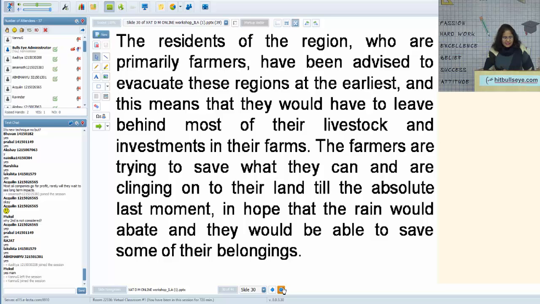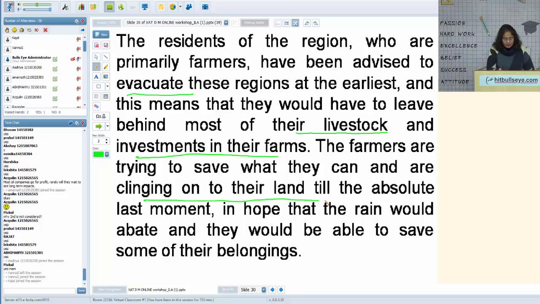And the residents have been advised to evacuate. The farmers are trying to save what they can. For the farmers, their livestock and investment in their farms is important. So that is why they don't want to lose. They don't want to leave. They're clinging on to their land till the absolute last moment.